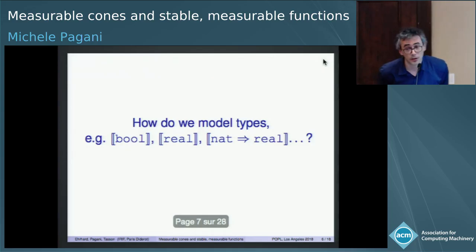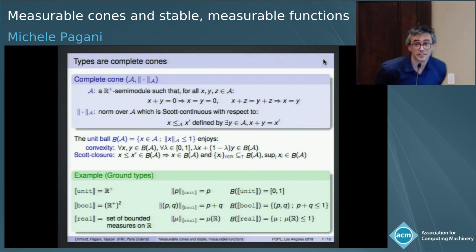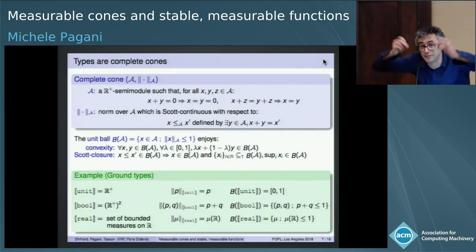So first thing, what is the interpretation of the types? What are the objects of our category? Well, the types will be interpreted by complete cones. What is a complete cone? It's simply an R+ semi-module, that is, a vector space without negative elements, without subtraction, if you want to be short, that must satisfy two further conditions that tell us that actually the vectors in this cone are just positive in some sense.